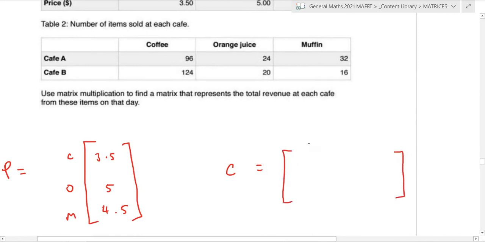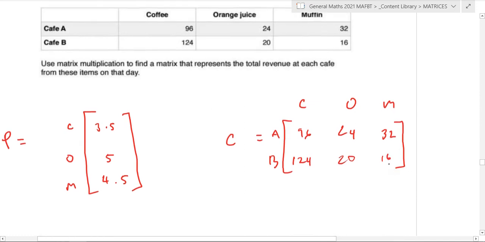So you've got coffee, orange, muffin, and then for cafe A and cafe B. Cafe A has 96 coffees, 24 orange, 32 muffin. Cafe B has 124 coffees, 20 orange, and 16 muffins. All right, so now we've got the proper matrices that we need to use.